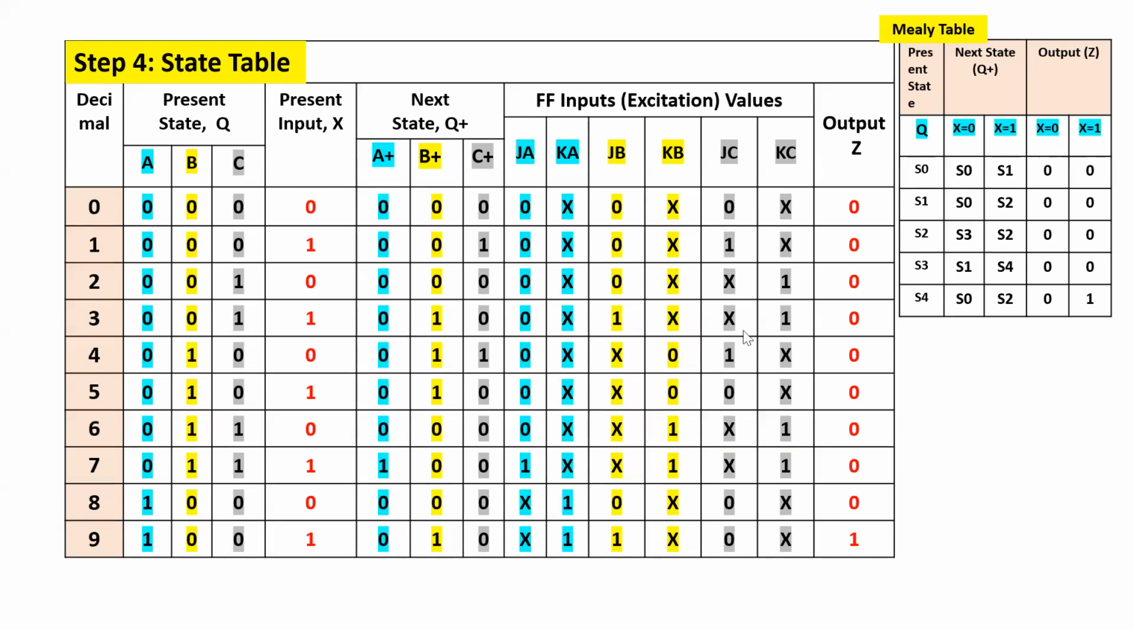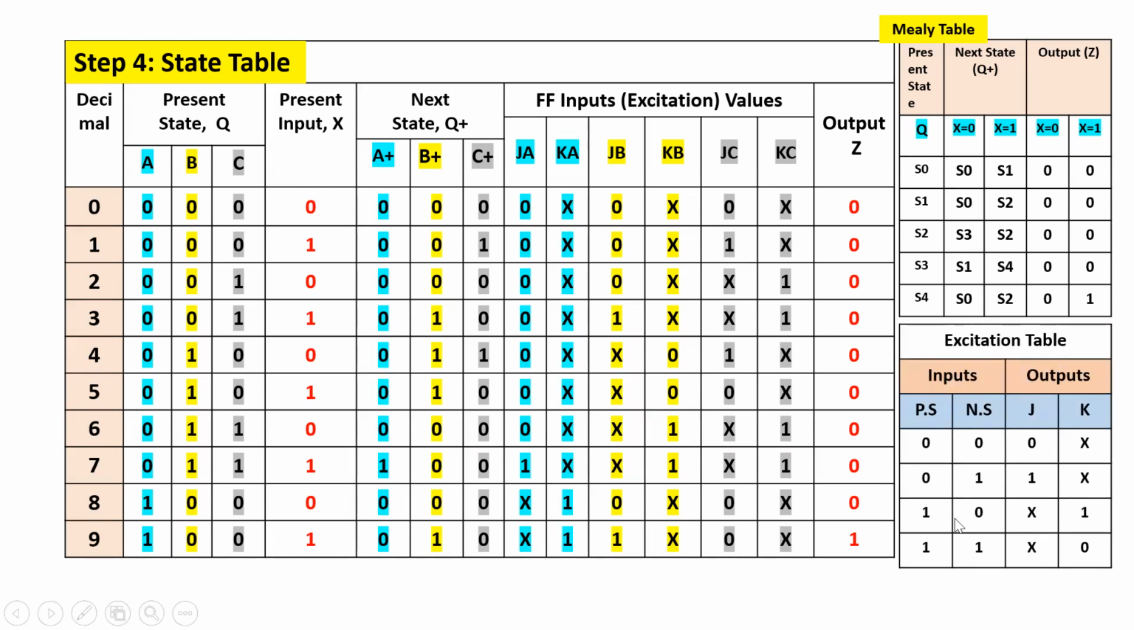To write these input values, we should take the excitation table of the JK flip-flop. The excitation table of the JK flip-flop says that the present state and next state are the inputs, and the outputs should be the flip-flop inputs. So 0, 0, 0, 1, 1, 0, 1, 1, because with 2 inputs we have 4 combinations. Now for 0, 0, the excitation values are 0, don't care. For 1, 1, it is x, 0. This is the easy way of understanding: 0x, x0, opposite. Similarly, for 0, 1, this is 1x. For 1, 0, this is x1. These two are just opposite. In this way, you should memorize this table.